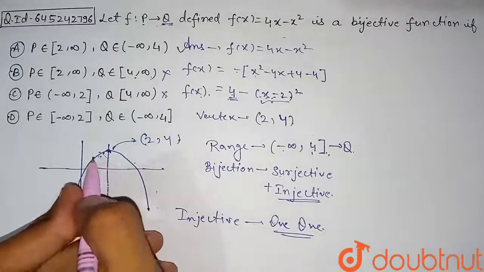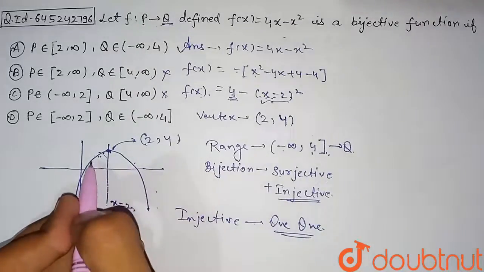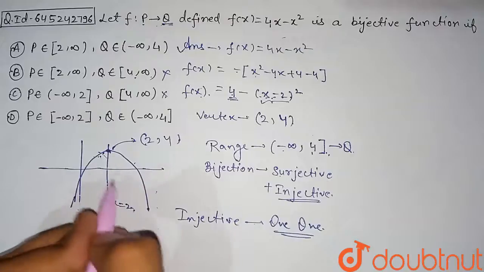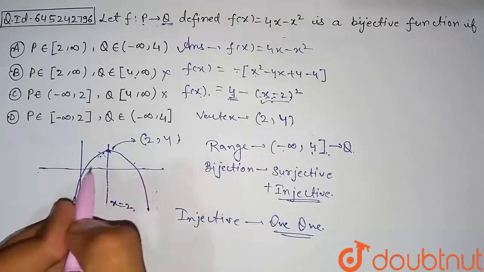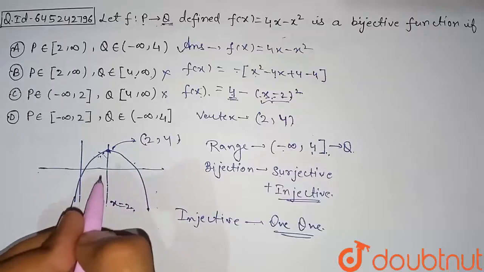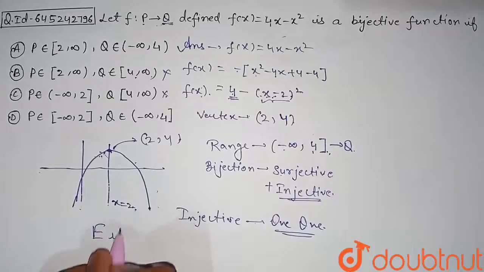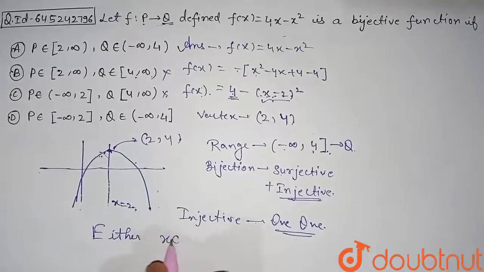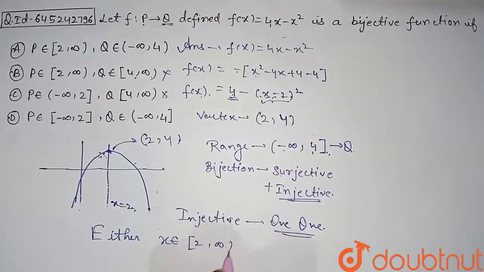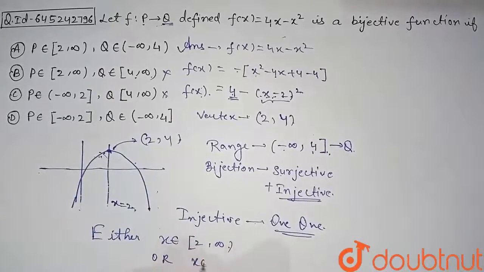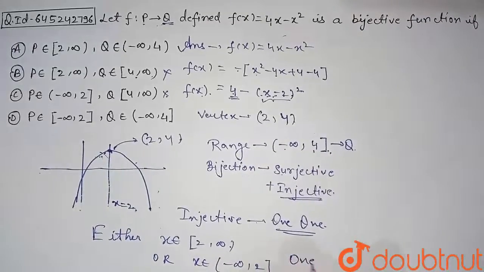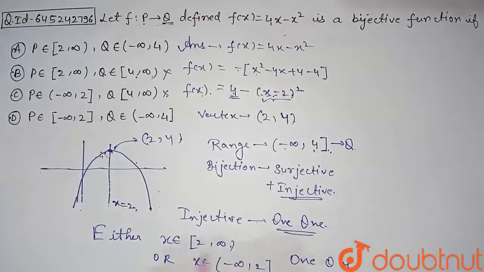If we consider both sides, that is the whole domain of this function from minus infinity to infinity, then it will be a many-one function. But if we consider the domain x belonging to 2 to infinity, or x belonging to minus infinity to 2, this function is basically one-one. It is one-one in either domain, but not in both together.